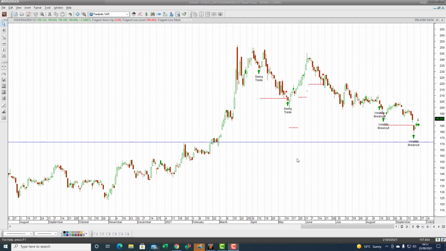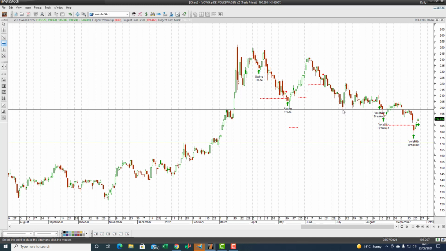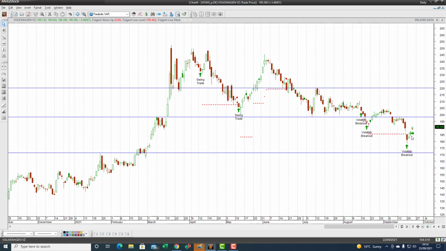Volkswagen is next. We've got a volatility breakout here. Now the stop loss is 171 zone roughly, and then the upside profit targets would be these old resistance levels. So that support level there that was broken, if we put the line there, that is the first level to watch out for, and then the next one would be these old highs here. So we have a stepped approach here, looking for this swing volatility breakout trade from these levels.